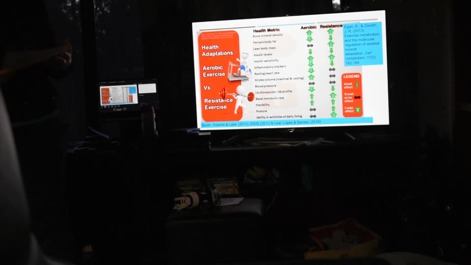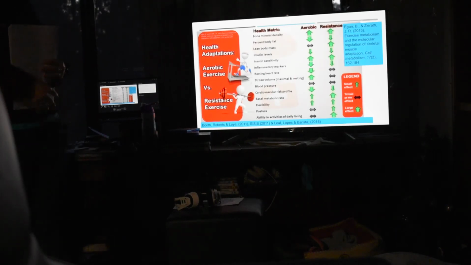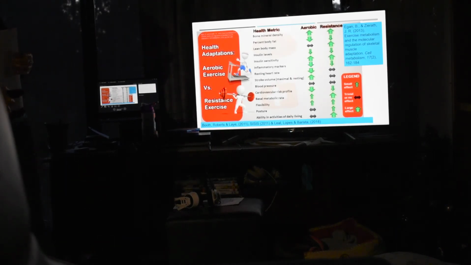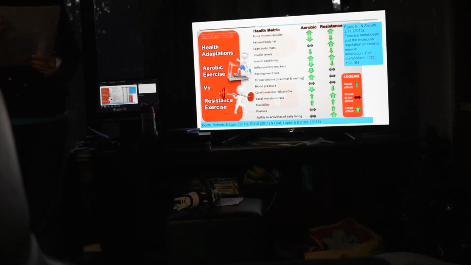So this is quite detailed, but it just gives you an indication of what different kinds of exercise does, and they each do their own thing. So joining them together is a good thing.